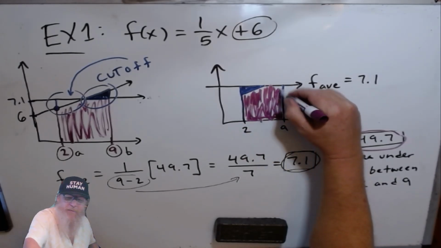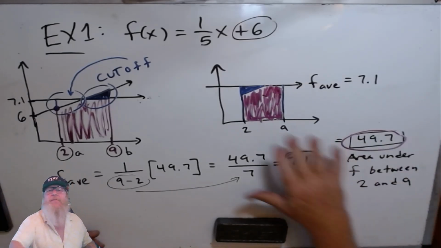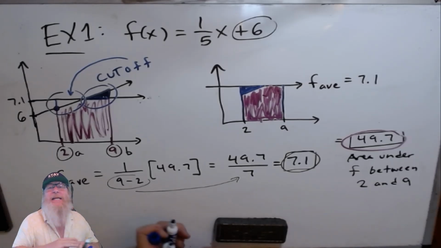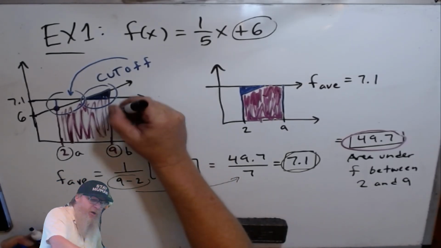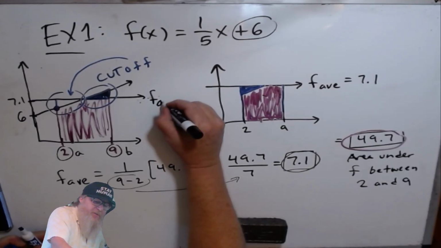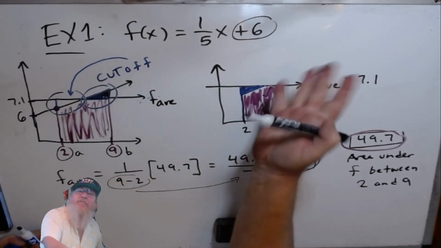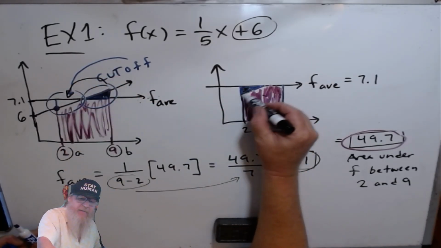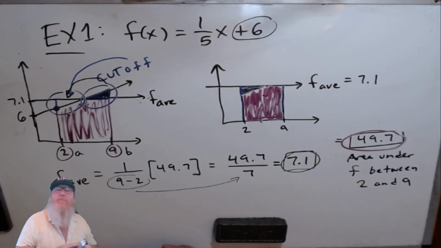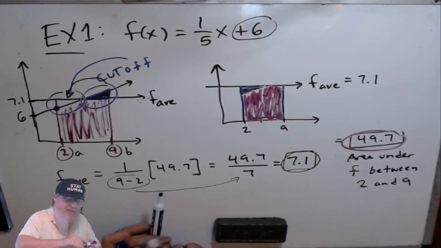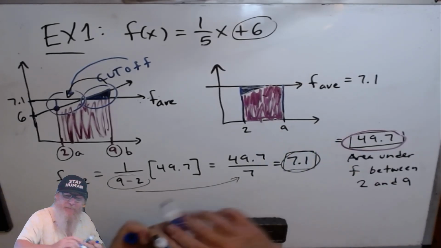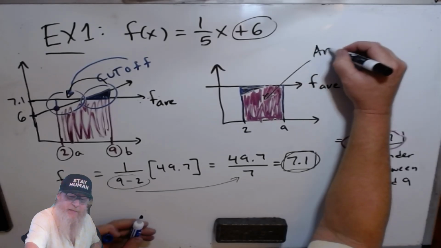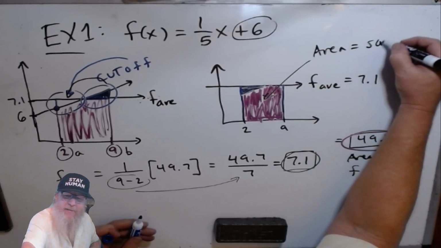And this will happen with every problem. They're not all going to be as easy to draw as this one. This is example 1. It was nice and clean. But whatever goes above the average, you can think of cutting it off and redistributing that value into here. And then you just have a rectangle in which the new area is the same as the old area.